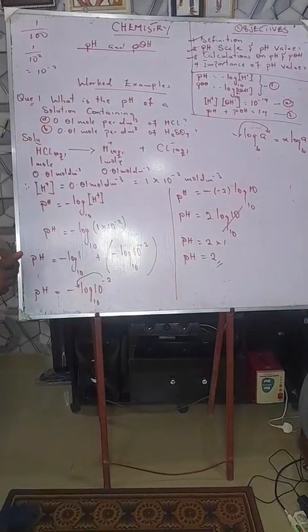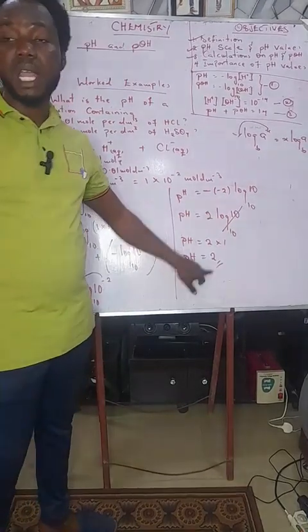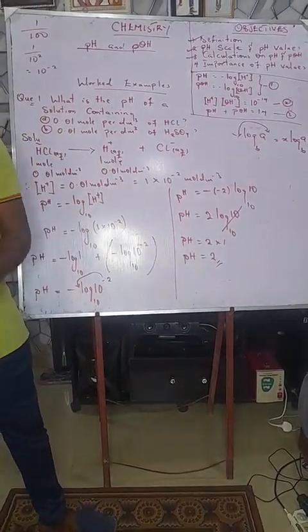Now, if I ask, the pH is 2, what does that mean? You see, acidic from your pH scale. You can also put that at the comment section.